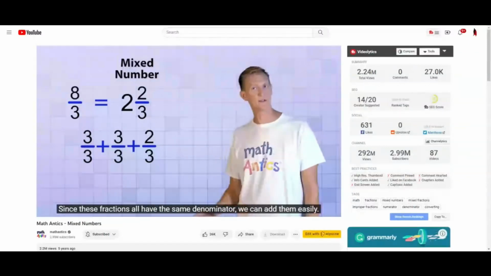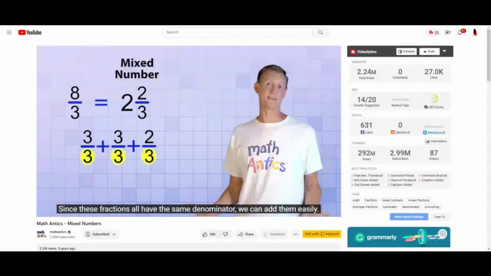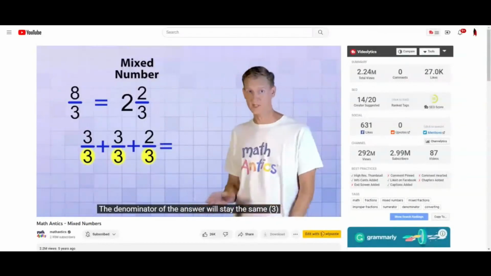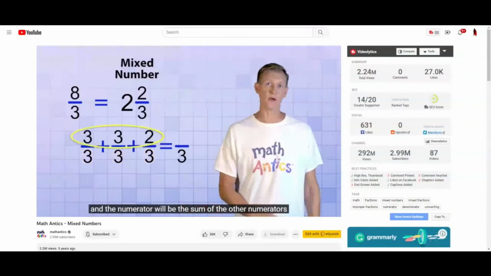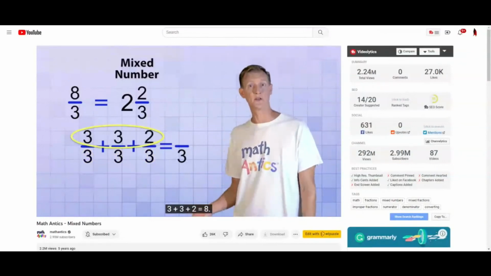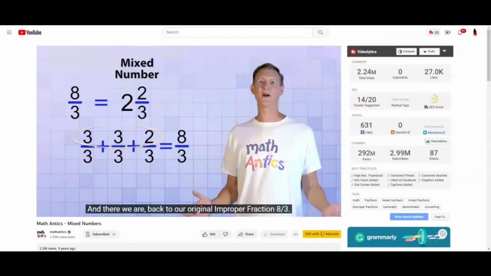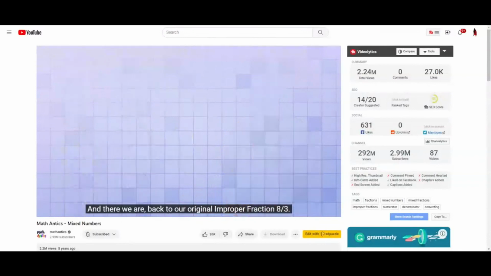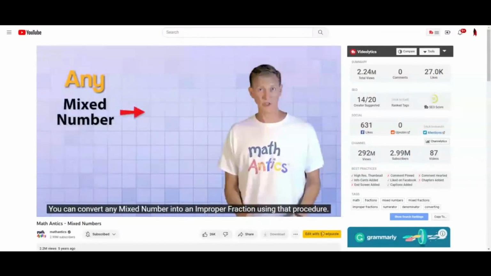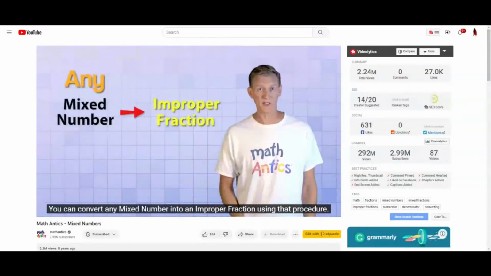Since these fractions all have the same denominator, we can add them easily. The denominator of the answer will stay the same, 3, and the numerator will be the sum of the other numerators. 3 plus 3 plus 2 equals 8. And there we are, back to our original improper fraction, 8/3. You can convert any mixed number into an improper fraction using that procedure.